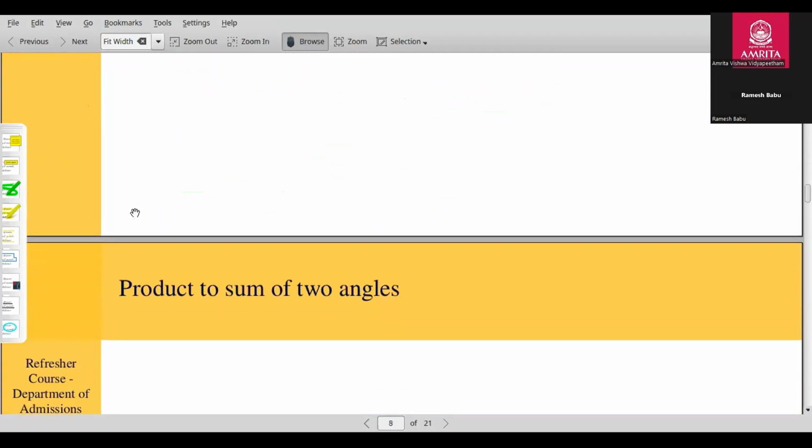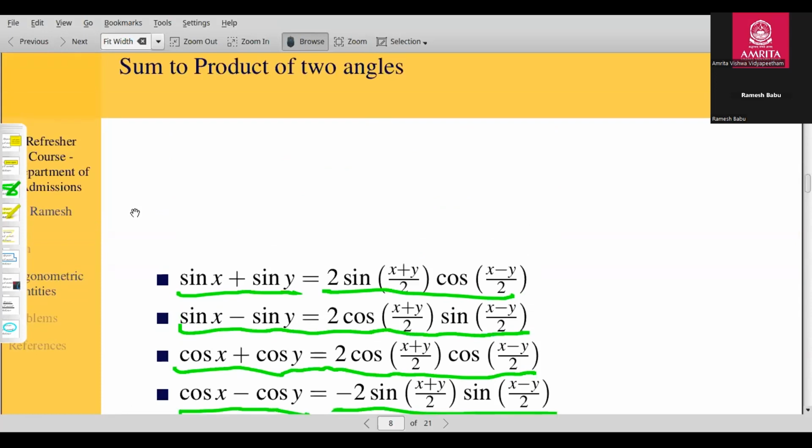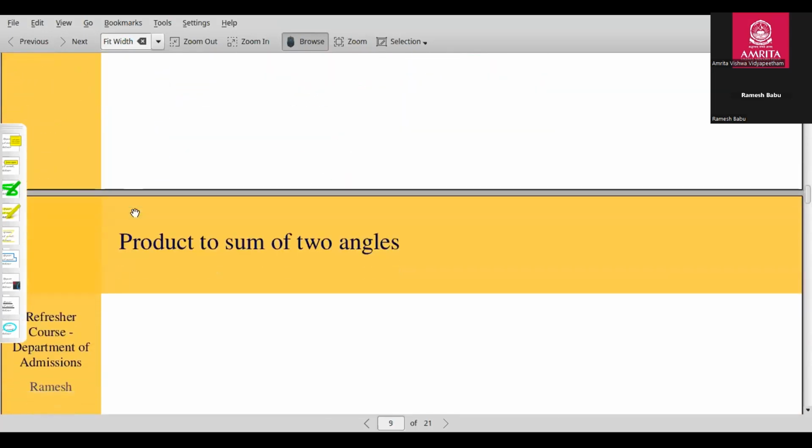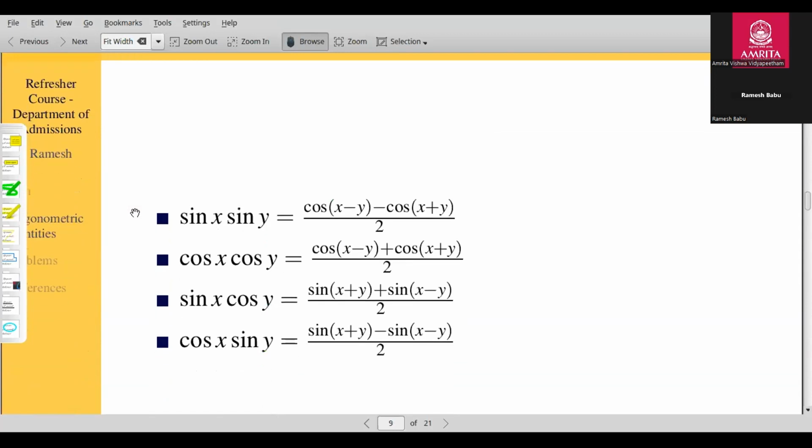Previously we saw sum to product. Here, product to sum of the two angles. For example, sin x sin y can be written as the difference between cos of x minus y minus cos of x plus y, divided by 2. And cos x cos y will become cos of x minus y plus cos of x plus y, divided by 2. In a similar way, sin x cos y can be written as sin of x plus y plus sin of x minus y, whole divided by 2.